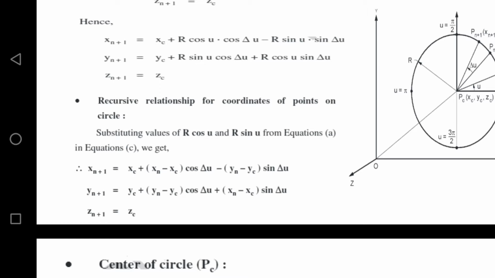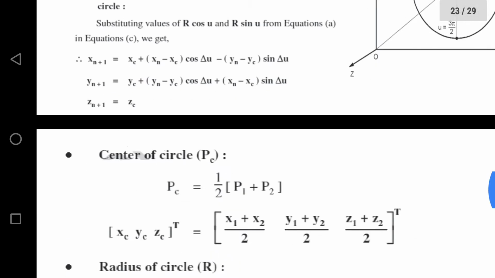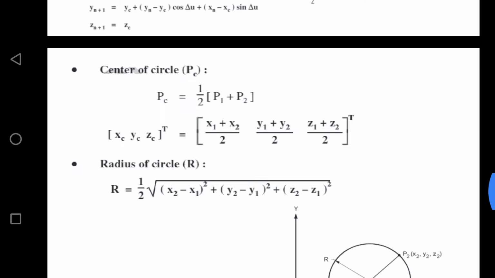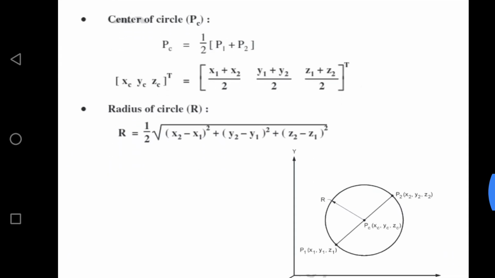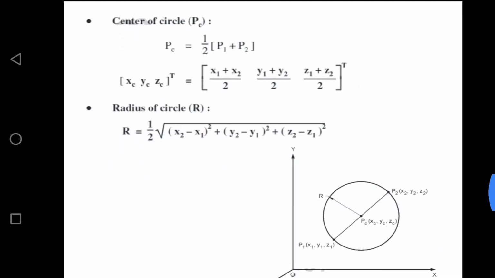So this is the final parametric equation of any point by using a recursive method. It is a recursive relationship for coordinates of points on a circle. Next we have to find the center of a circle and the radius of a circle.